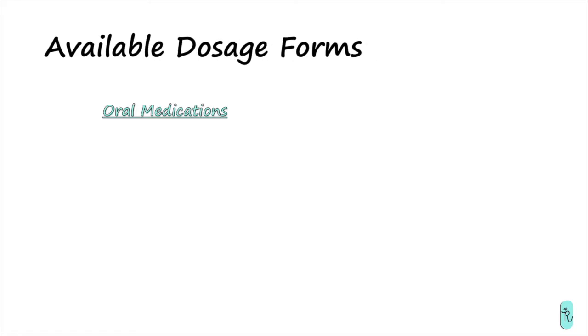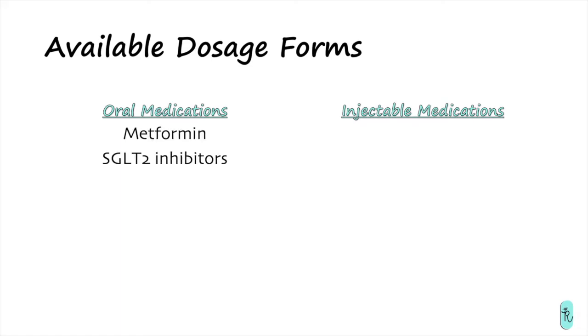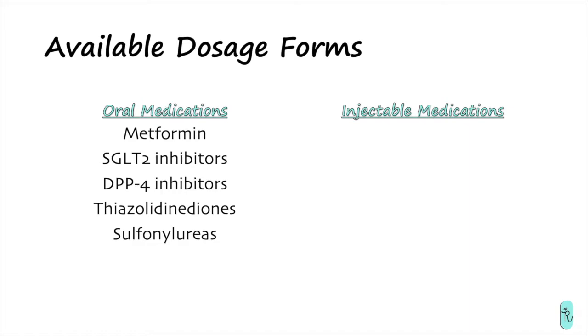Drugs for diabetes are either oral or injectable. Our oral medications include metformin, SGLT2 inhibitors, DPP4 inhibitors, thiazolidinediones, and sulfonylureas. Injectable medications include insulin and GLP-1 agonists. Of note, there was a recent formulation of a GLP-1 agonist that was recently approved, but most of these are injectable.